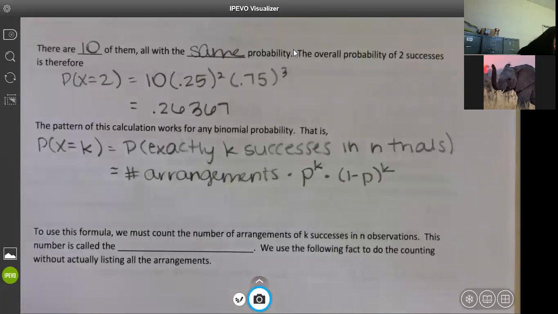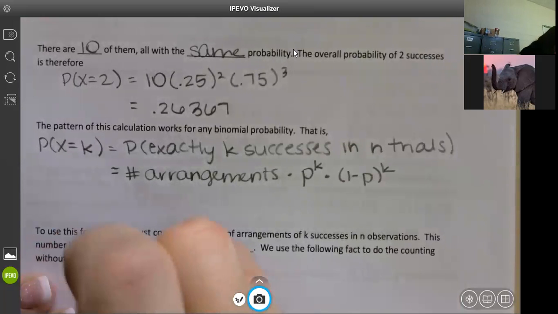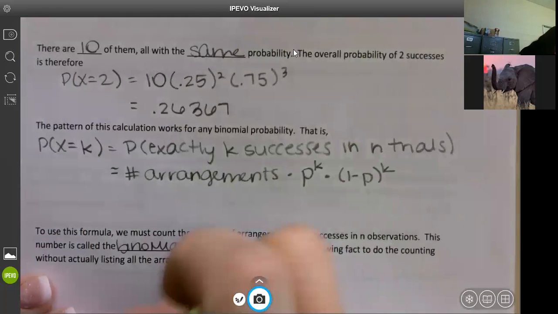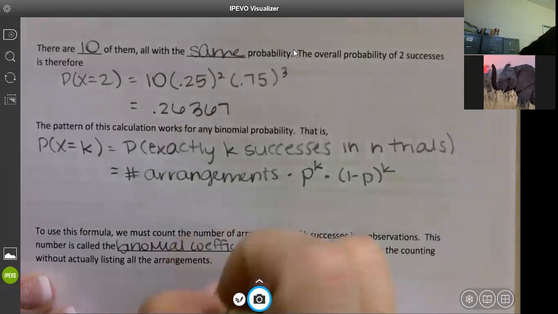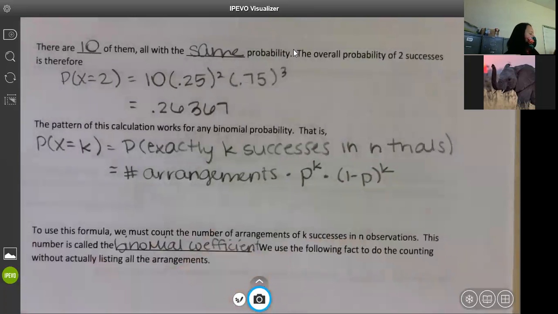This number is called the binomial coefficient. And again, we're going to learn how to get that 10 without having to write everything down. It's going to look really hard at first, but then your calculator will show you how to do it. Okay, so don't freak out.